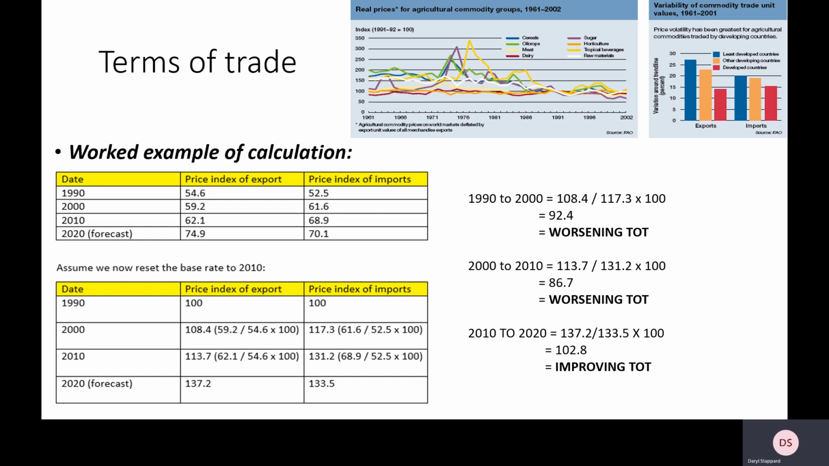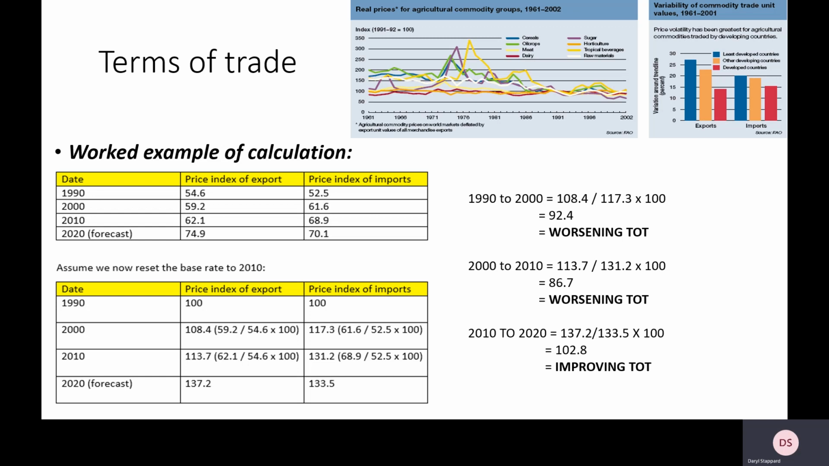Now what we then do, we convert this data into index numbers. So we're going to use 1990 as the base. So we're going to set export prices equal to 100 and imports up to 100 as well. Now look at the year 2000, the index of export prices. To work out that new index number of 108.4, I've taken the new price, which was 59.2, divided it by the base price 54.6 and multiply it by 100.